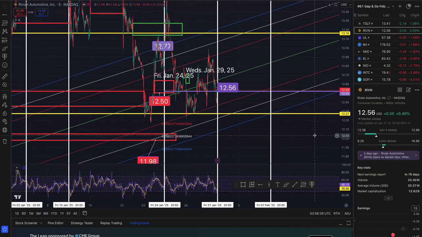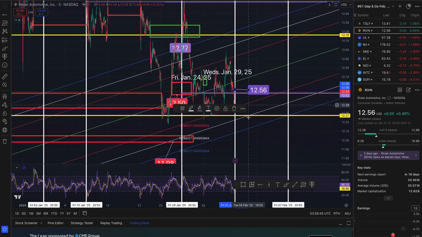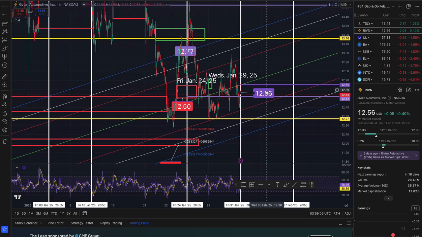We ended the day at 12.56, up 0.40%. This is where we are. Above that takes us to roughly 12.65, 12.93, 13.07, and 13.21. To the south side, 12.37, 12.22, 12.08.